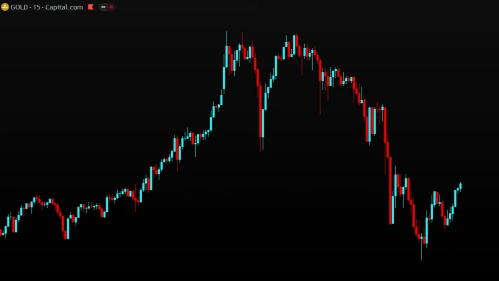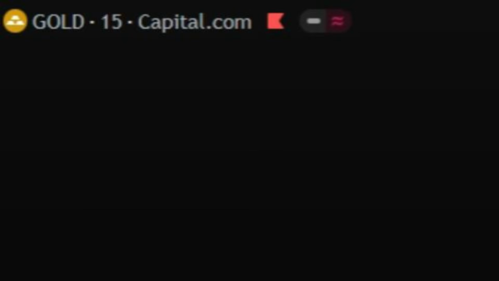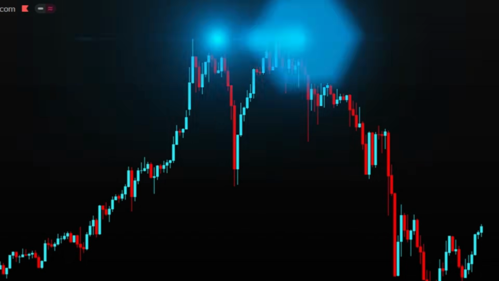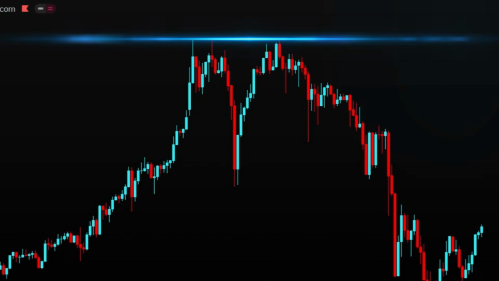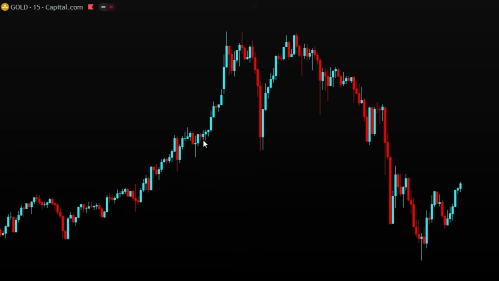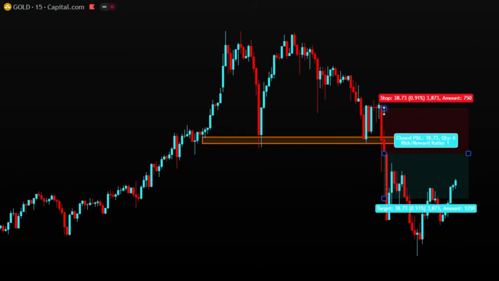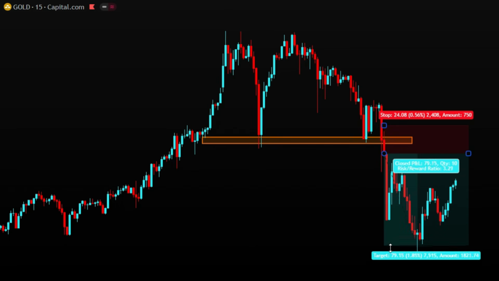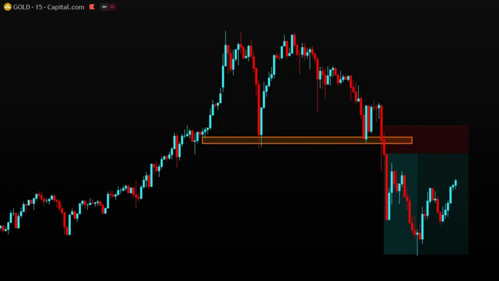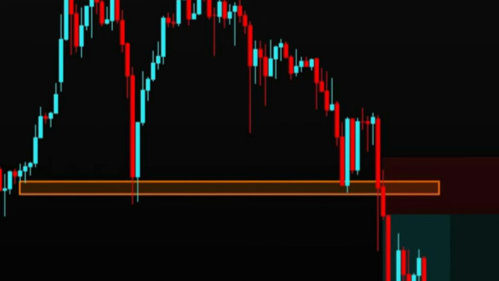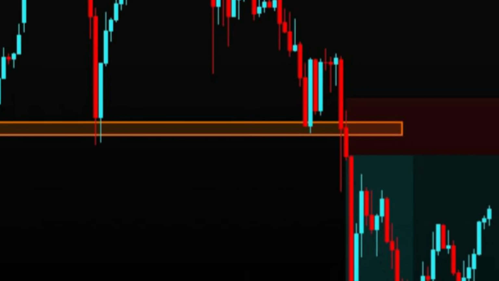Let's take a look at this example on gold, 15-minute time frame. You can clearly see those 2 tops standing together. Once you draw a support line for that base, also known as neckline, watch what happens after the breakout. Candles drop, reversing the trend beautifully. No indicators, no fancy tools, just pure price action.